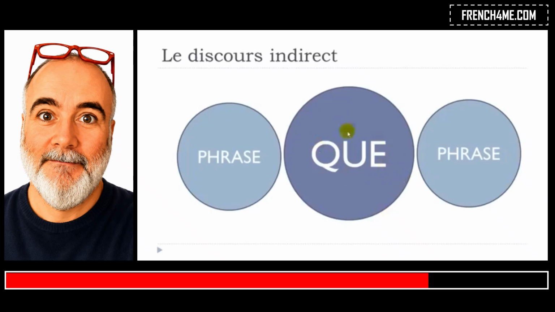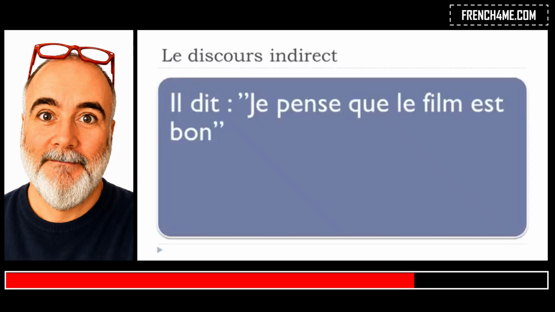So it revolves around this que, and remember that, as usual in French, if we've got vowels coming after, then this will have to go away. Okay, so let's see now one first example. Il dit, dire is to say, he says, je pense que le film est bon. Je pense, so penser, I think, that le film est bon.